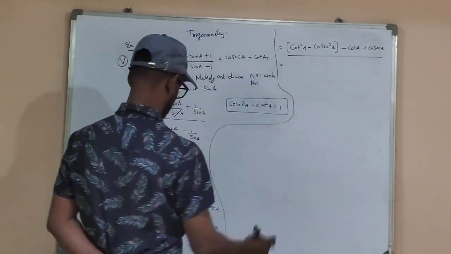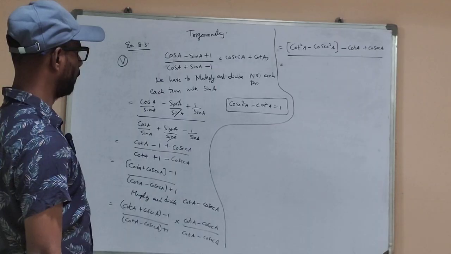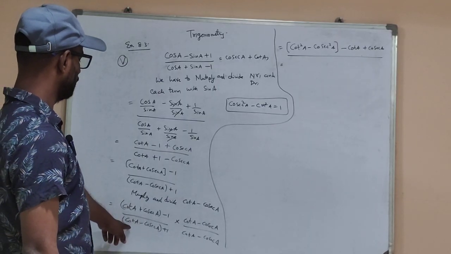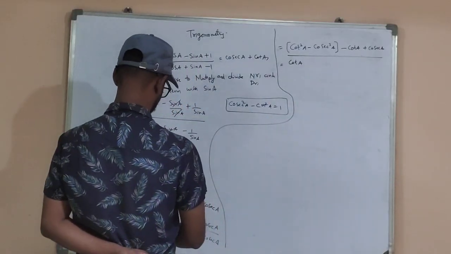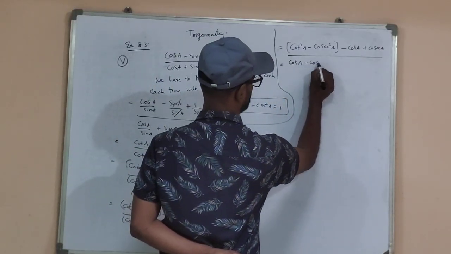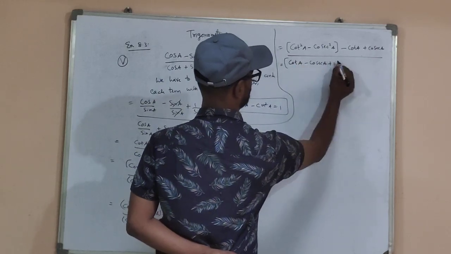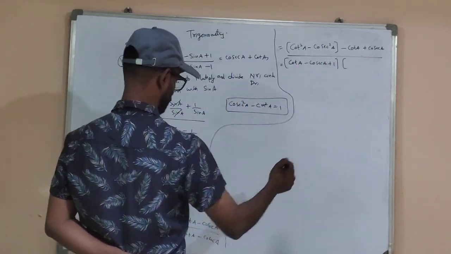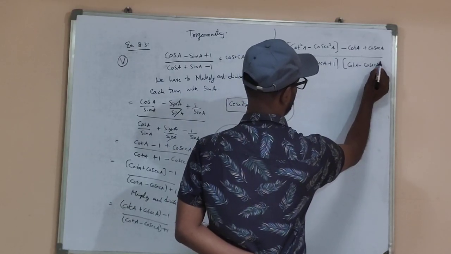So here next, in a similar way, the denominator: cot A minus cosecant A plus 1, into cot A minus cosecant A.